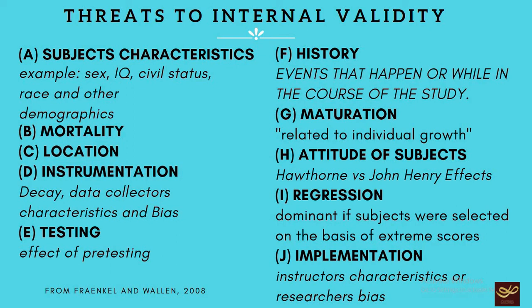And I would like you to take note of this, because as we present to you the different experimental research designs, I'm going to present what are the threats of these particular designs as well. And I've coded them as A, B, C, D, D.1 for decay, D.2 for data collectors characteristics, and D.3 for bias, E for testing, F for history, and so on and so forth.